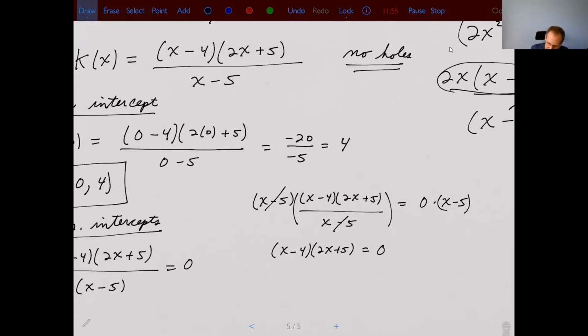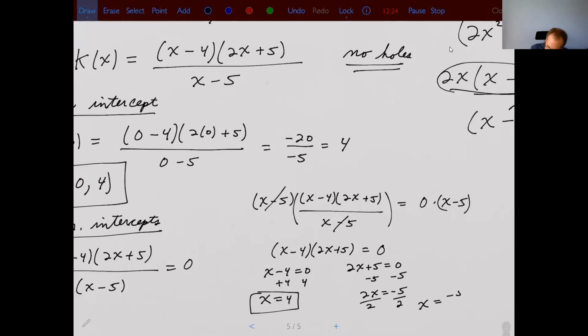So now let's solve this. One possibility is x minus 4 is equal to 0, and that's going to give the solution x is equal to 4. The other possibility is 2x plus 5 is equal to 0. If I solve this, I need to subtract 5, so I have 2x equals negative 5. Divided by 2, that's going to give the solution x equals negative 5 halves.